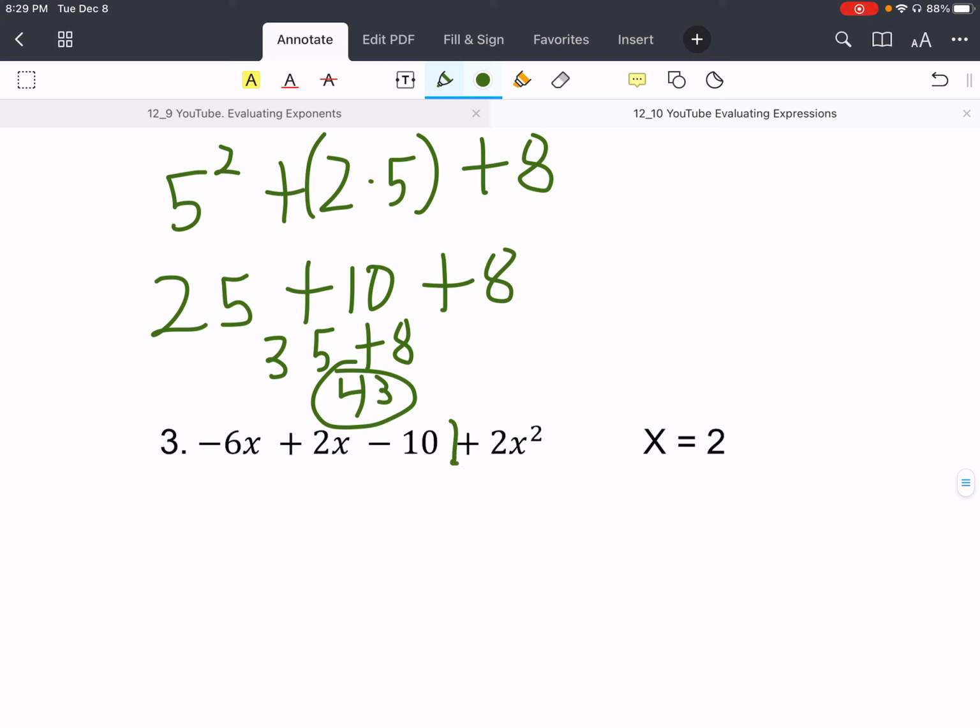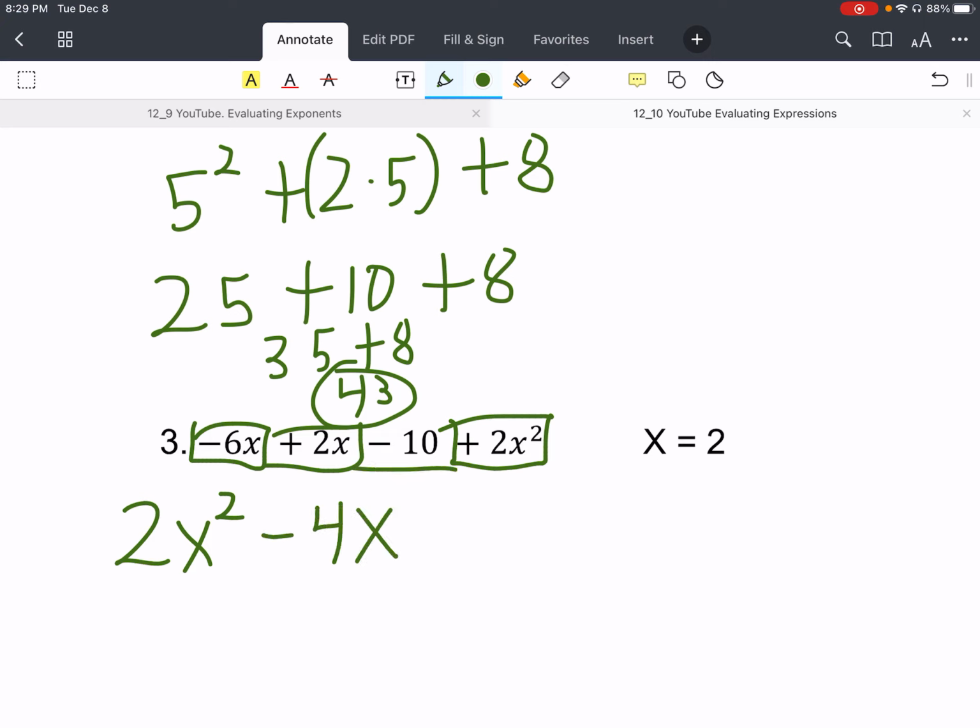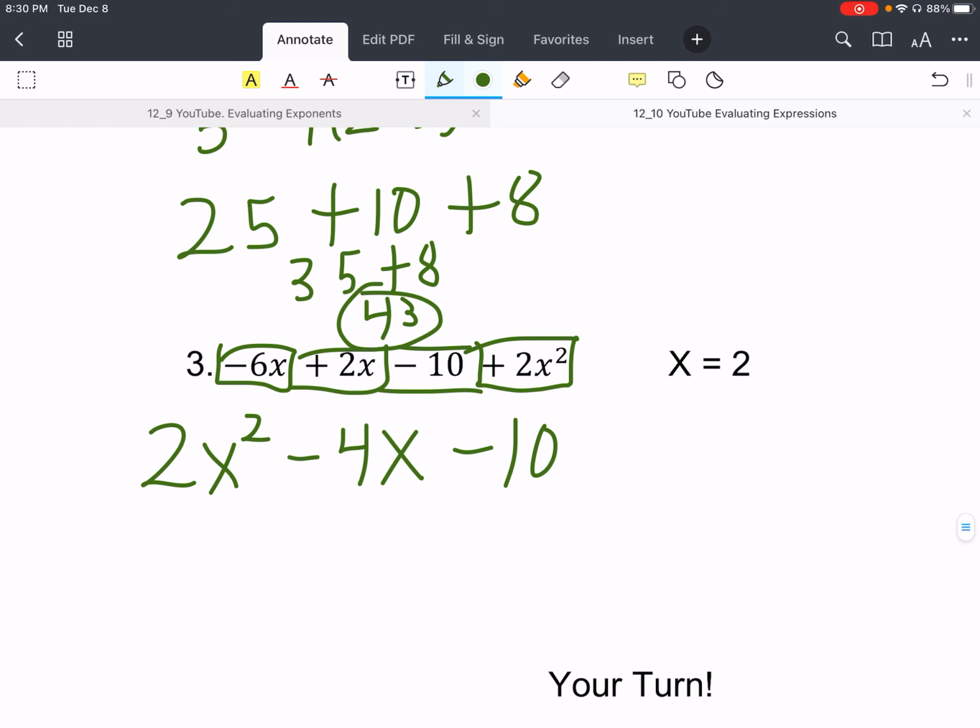All right. 2x squared. I like to start with my exponents here on the left. Then I'm going to combine negative 6x and positive 2x to get a negative 4x. I have minus 10. And x is equal to 2. So we have 2, and then keep this in parentheses, times 2 squared minus 4 times 2 minus 10.